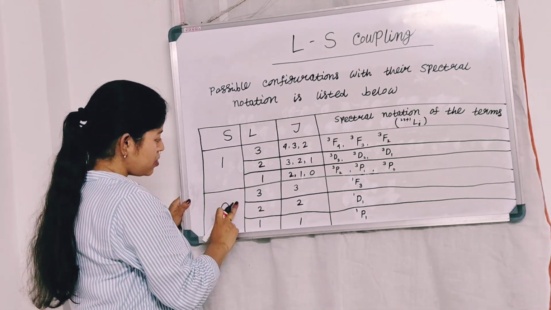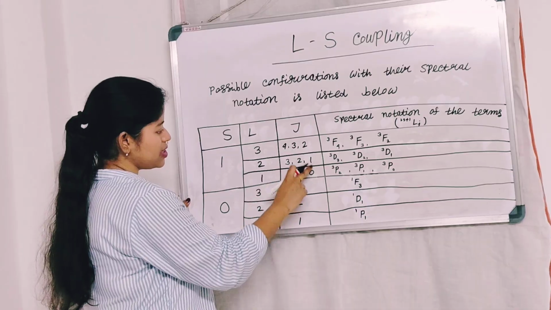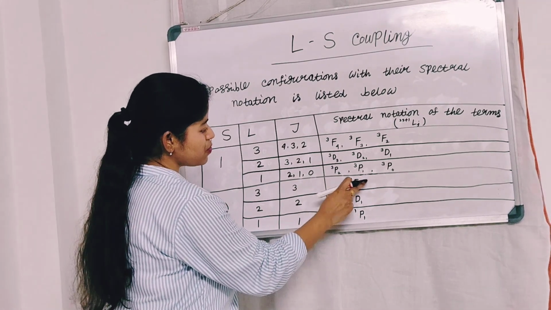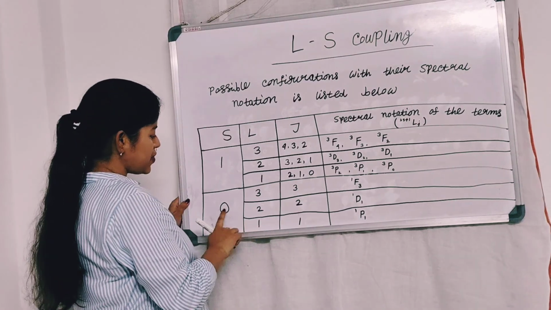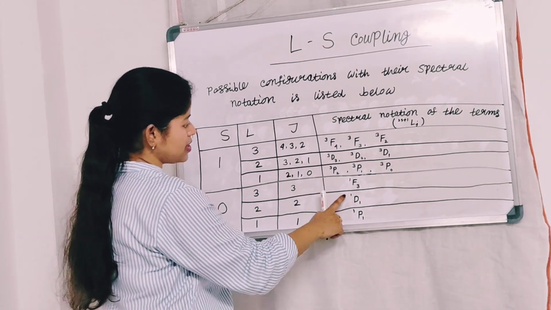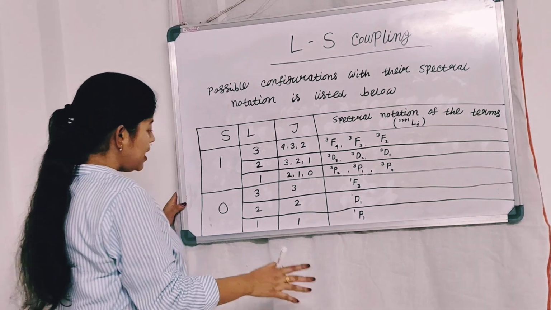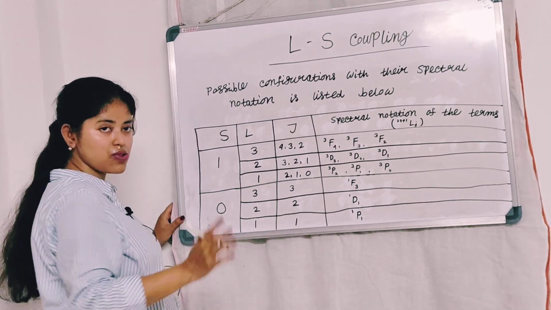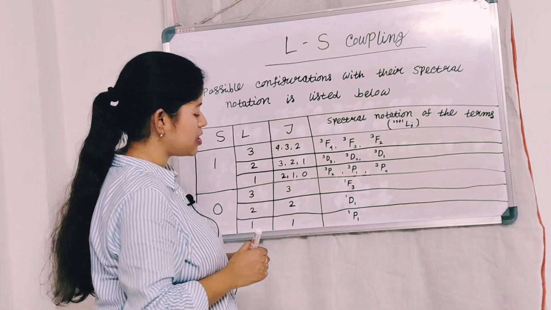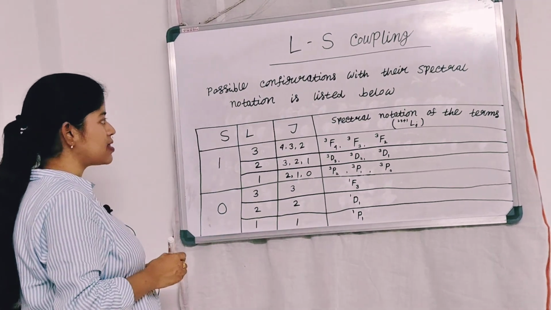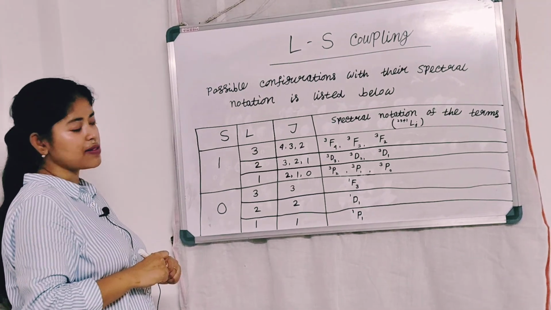For S equals 0 and L equals 3, the J value is 3 and its corresponding spectral term is 1F3. When S equals 0 and L equals 2, the J value is 2 and the term is 1D2. Similarly, for S equals 0, when L equals 1, the value of J is 1 and the corresponding spectral term is 1P1. So this is the example for LS coupling.